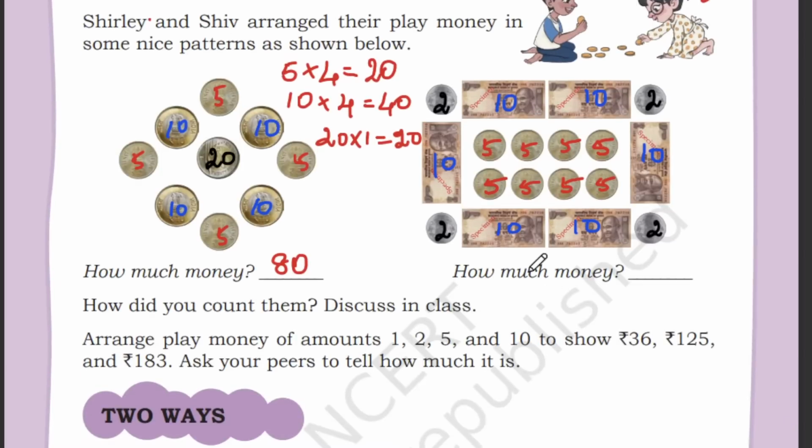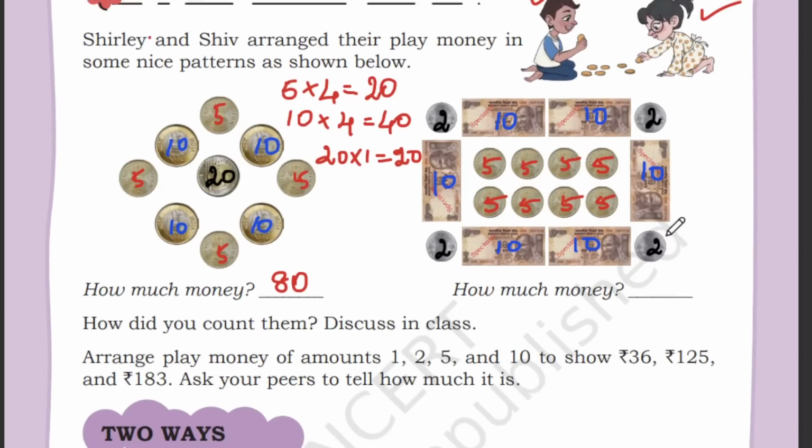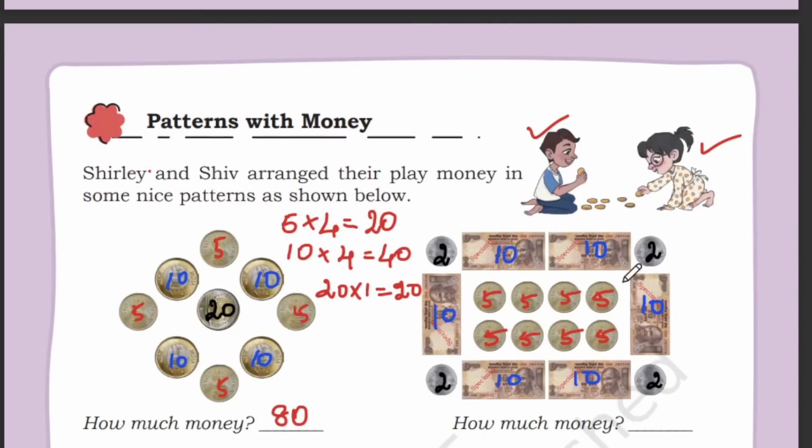Okay. Next, how much do we have here? Here, I'll do it on this side. Let me do it with a blue one. So first we will do the 2 rupees coins. So how many 2 rupees do we have? 2 and 2. So 1, 2, 3, 4. So we have 4. So 2 fours are 8.